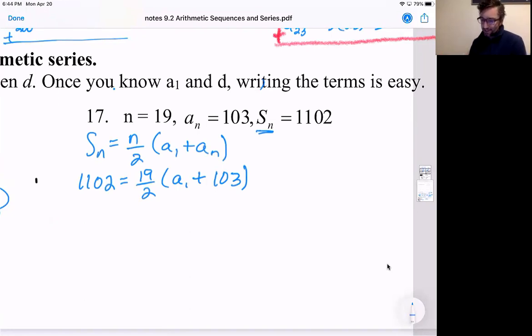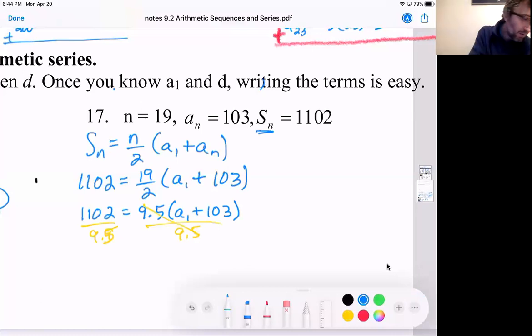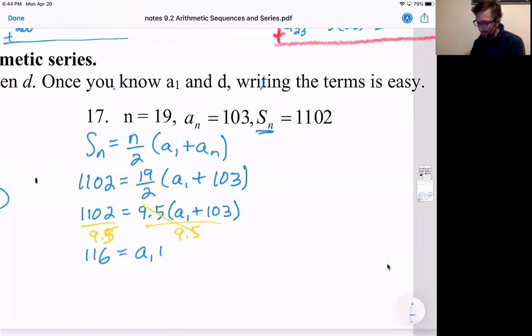Let's see, 19 over 2, so 1102 equals 9.5, a sub 1 plus 103. We'll divide both sides by 9.5. 9.5 cancels. So we got 1102 divided by 9.5 is 116 equals a sub 1 plus 103. Subtract 103 from both sides and we get 13. Okay, so that's our first term, a sub 1.